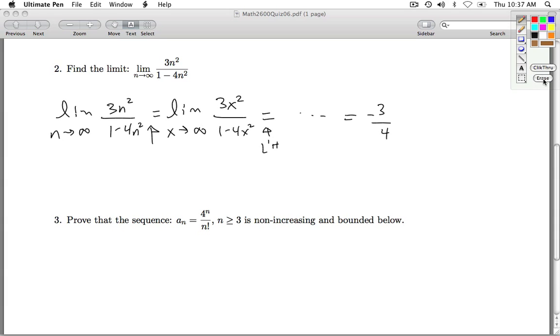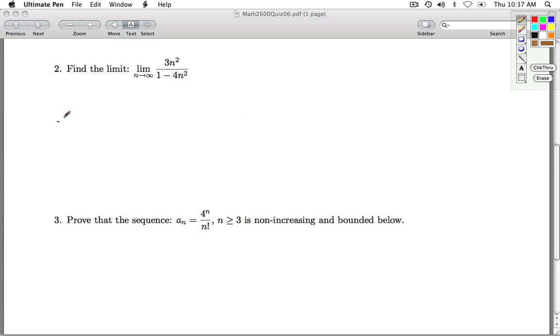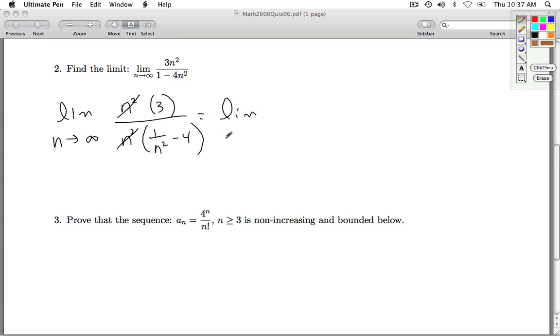All right. Now, you don't actually need L'Hopital's rule at all on this. You can actually get at this limit by just using good old-fashioned arithmetic. You factor out the highest power of n in the numerator and the denominator. That cancels out. We get the limit as n goes to infinity of 3 over 1 over n squared minus 4. As n goes to infinity, this quantity goes to 0, and I'm left with negative 3/4. All right, so no matter how you do it, the answer is negative 3/4. And that'll do it for number 2.